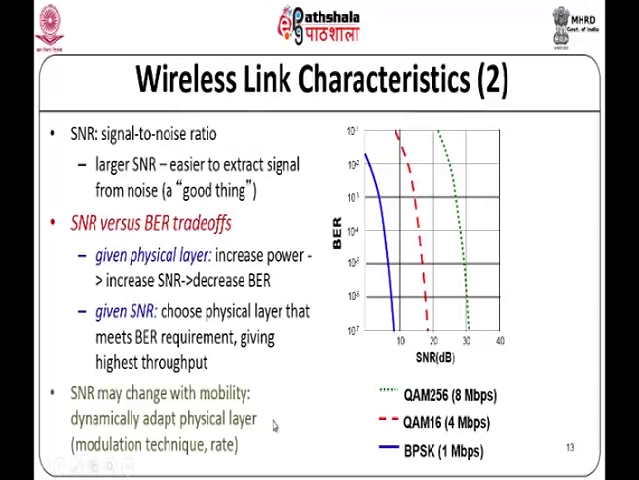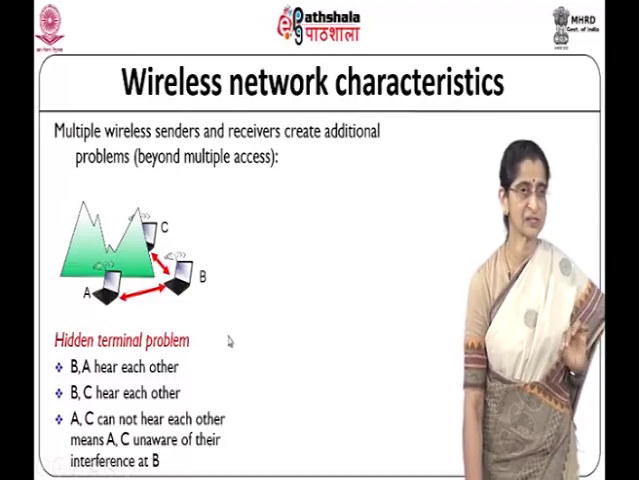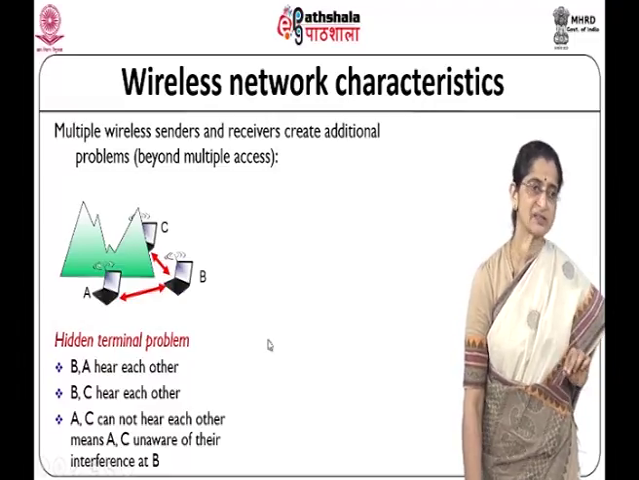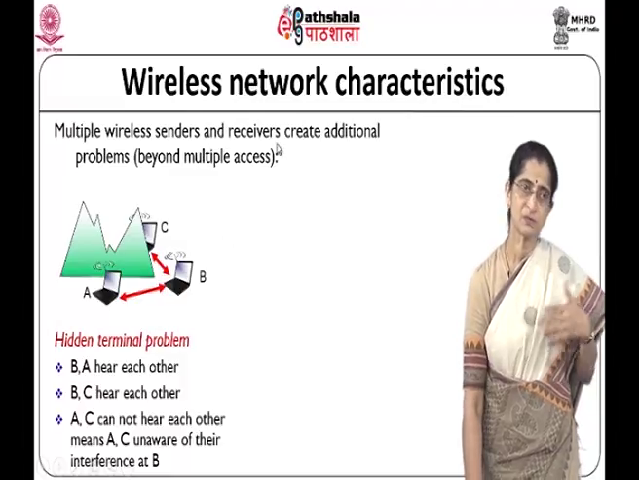That is important. What is also important to remember is that the SNR may change with mobility, which means we need to be able to dynamically adapt the physical layer as you move. On the move you must be able to adapt the modulation technique and the rate in order to take care of these things. That is another challenge that we have. In general, we talked about link characteristics. Now when you look at wireless network characteristics, there is an additional challenge that comes from the fact that we have multiple wireless senders and receivers transmitting data.